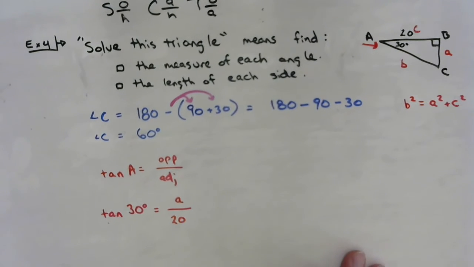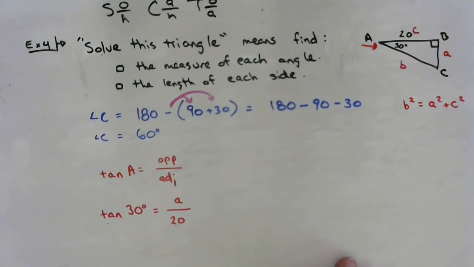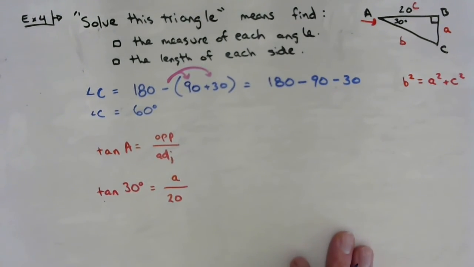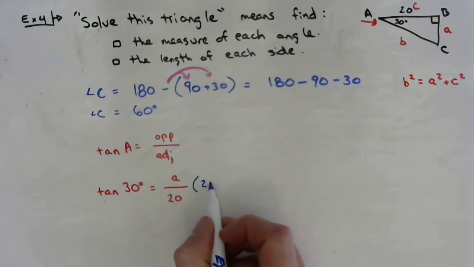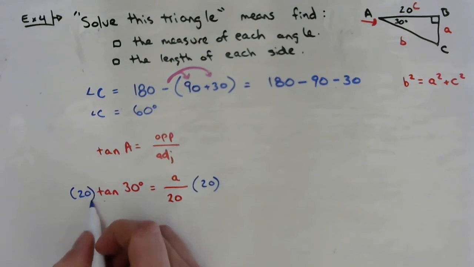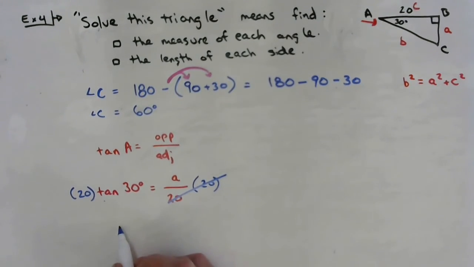Next step in the world of algebra to solve for side length A. Wait, how do we know that A's on that way? Multiply both sides by 20. That's going to leave me with just A.